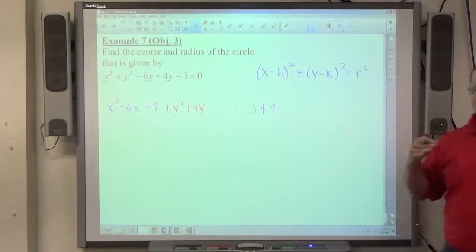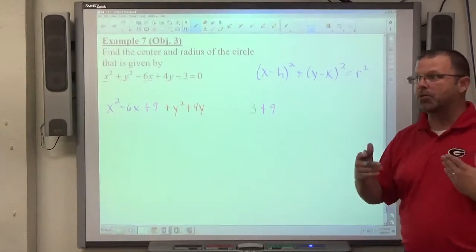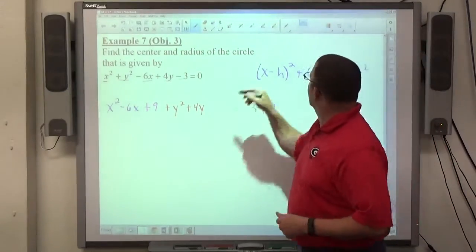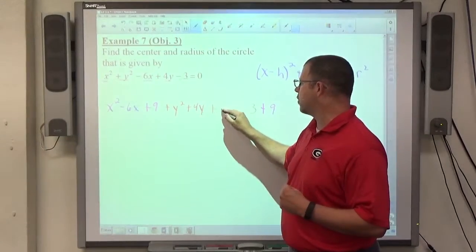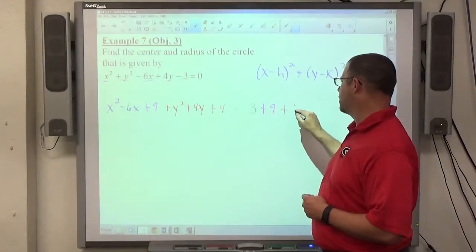All right? So modifications allowed, just modify both the same. Doing the same technique here with the y's, half of 4 is 2 and 2 squared is 4, so plus 4 goes there. As a consequence, I have to put a plus 4 over here.